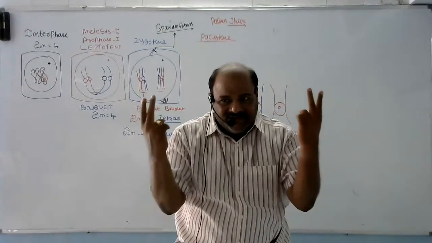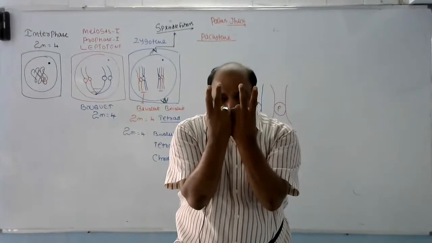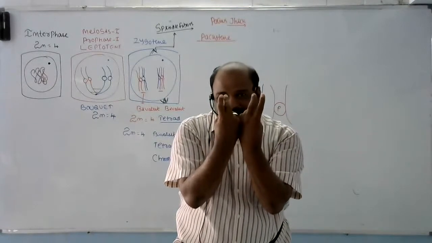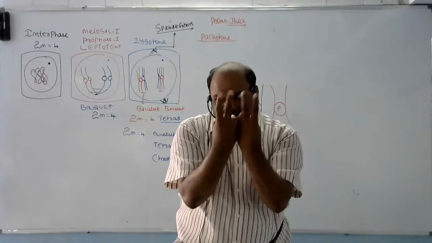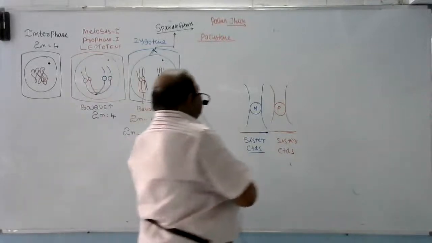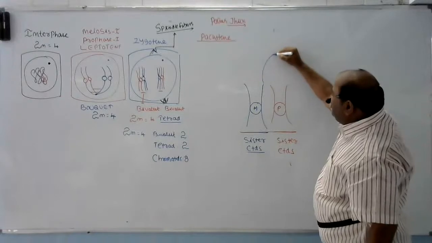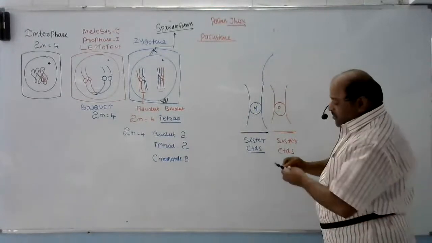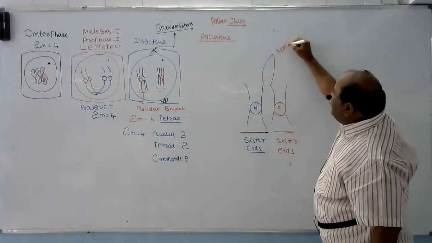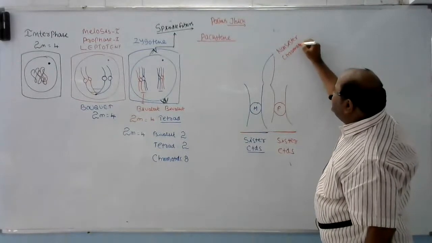Listen carefully. Now they are present like this. How many chromatids are there? 4. 2 belong to the maternal, and 2 to the paternal. Non-sister chromatids means, observe that chromosome: one chromatid from maternal, one chromatid from paternal. These are called non-sister chromatids.